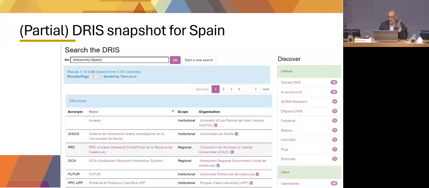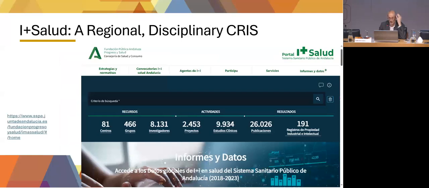There are regional CRIS systems, Portal de la Recerca de Catalunya, one of the most inspiring CRIS systems. There is also this one, in terms of regional CRIS systems, which is fairly new. I would say it's perhaps the best CRIS in Spain. It's from Andalusia. It's about health. It's a subject-based CRIS, and you can see again on the slide the sort of information they are collecting across the region. So the organizations, the centers, as they call them, the research groups, researchers, projects, clinical trials, publications, and patents.